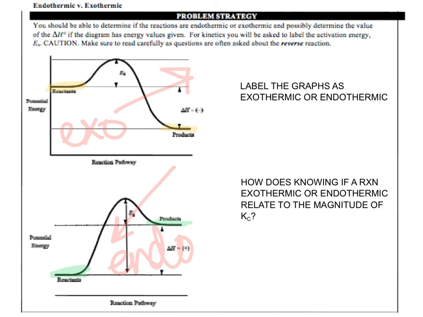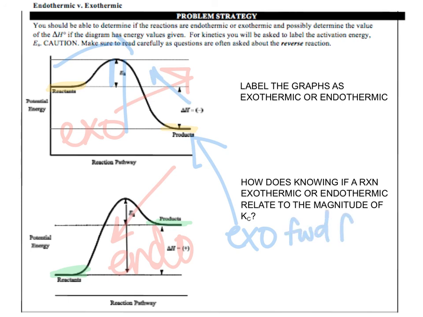And then the next question is, how does knowing if a reaction is exo or endothermic relate to the magnitude of K? Well, this has to do with that running the hill, right? In an exothermic reaction, the forward reaction is favored because the forward activation energy is a lot less than the reverse activation energy. I'd rather run the forward hill than the reverse hill. So in exothermic, the forward is favored. And if the forward is favored, we know the magnitude of K is greater than 1.